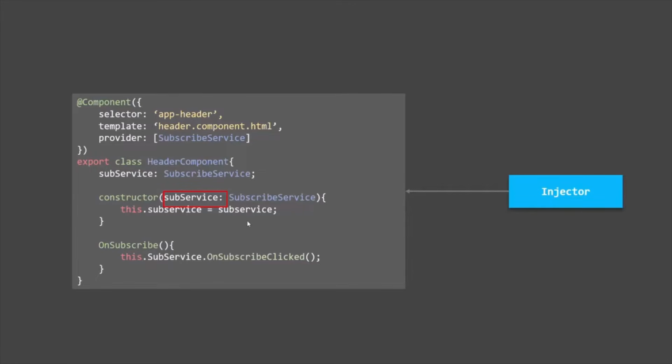And then we can use that instance in order to execute the logic from the service class. So in this example, you will notice that nowhere we are instantiating this subscribe service class on our own. Instead, Angular injector is providing us an instance of this subscribe service class inside this header component class. And we are making use of that instance in order to call this onSubscribeClick method. Let's see how we can achieve this practically.